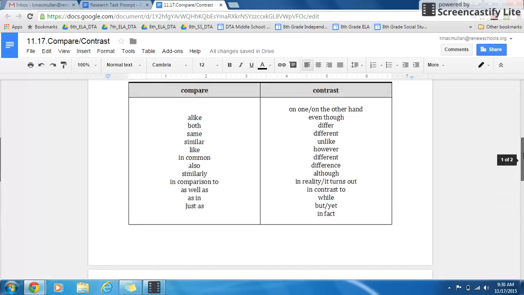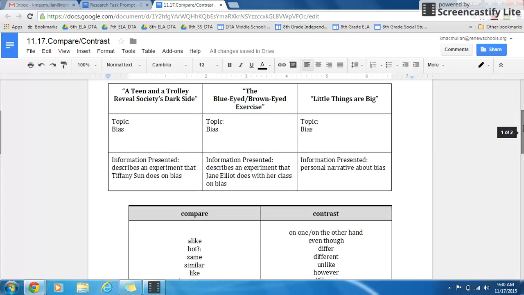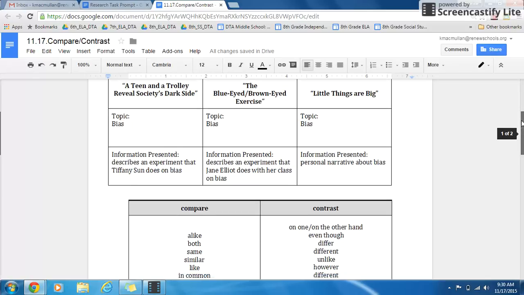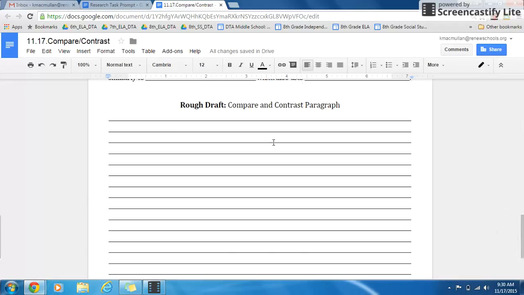So what's important is that you give at least one way that all 3 articles have similarities, at least one way that the articles are different, and then I would say add in some details about each article that's going to help to compare and contrast. So not just that they both use experiments, but then what's different about those experiments? Or not just that all 3 are about bias, how is that information on bias different? So there's some space for you to do your rough draft compare and contrast paragraph.